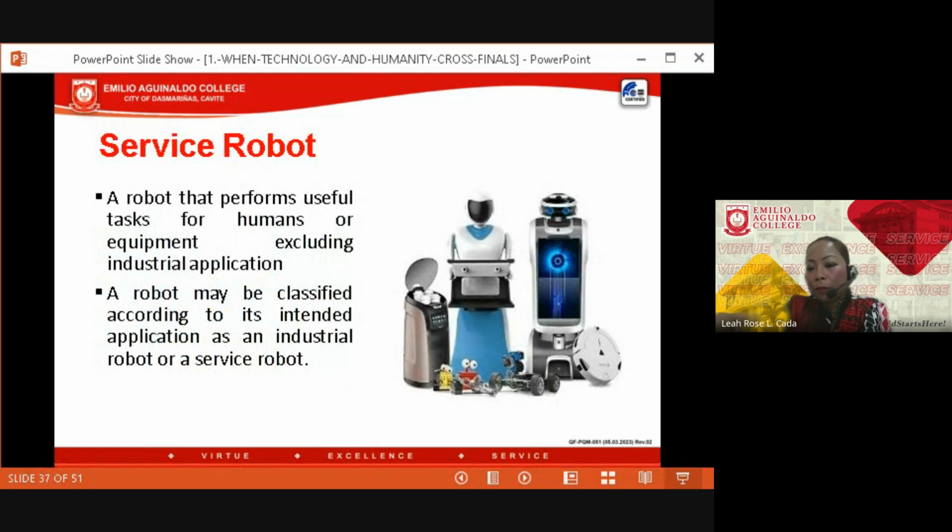Anyway, we have different kinds of service robots. A service robot is a robot that performs useful tasks for humans. Okay, it doesn't include mga industrial applications. So you have here service robots intended according to its use. An industrial robot or a service robot. Ayun. May service robot yung pinakita sa news before in QC, serving in restaurants. Yung mag-deliver ng orders nyo. Of course, you could also talk to the robot and ask for kung ano pang kailangan nyo.